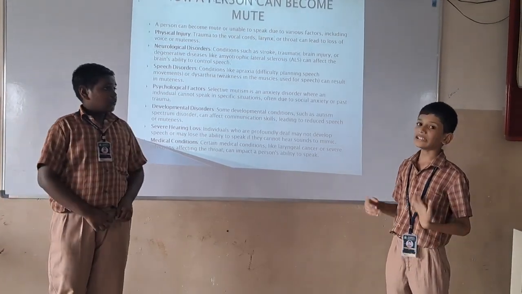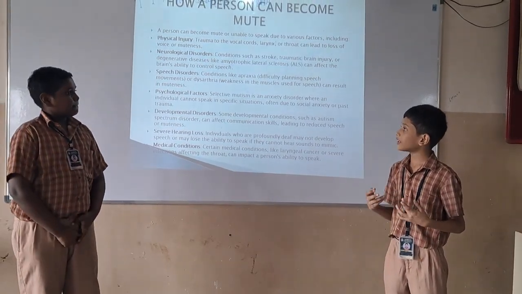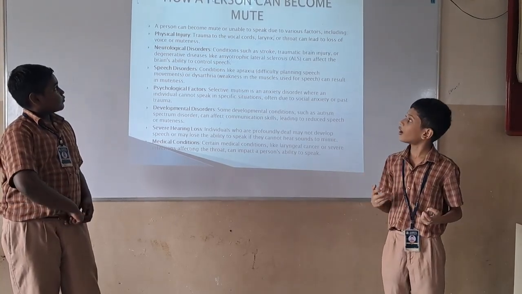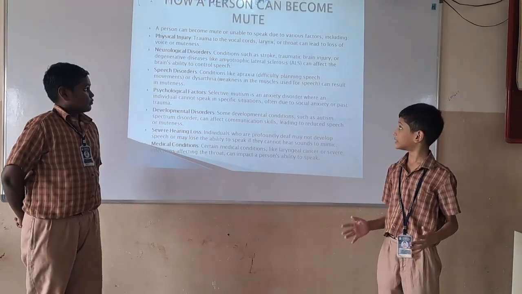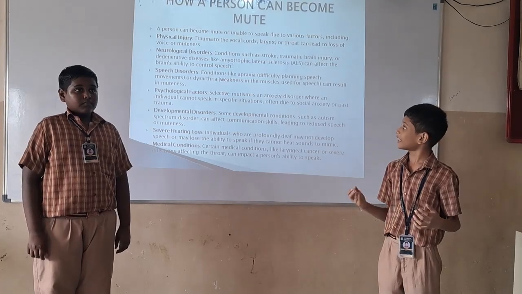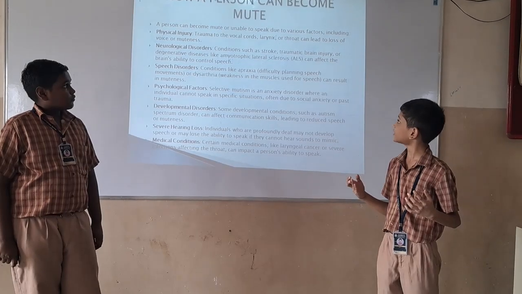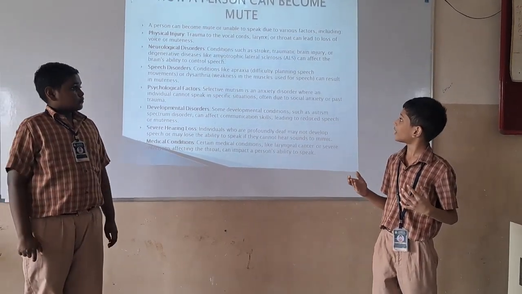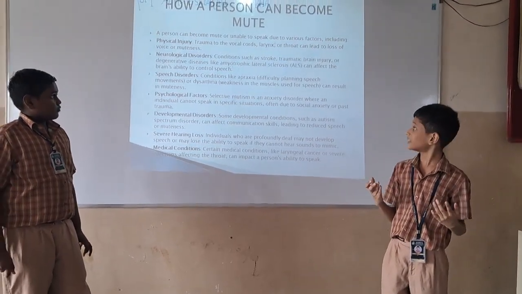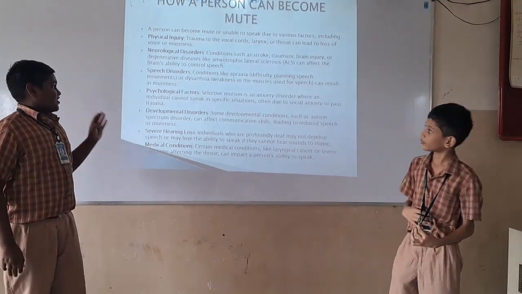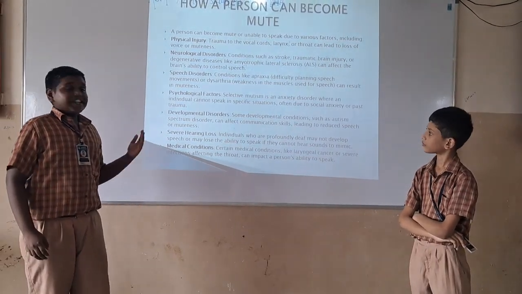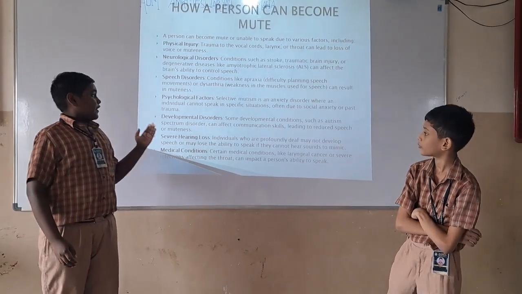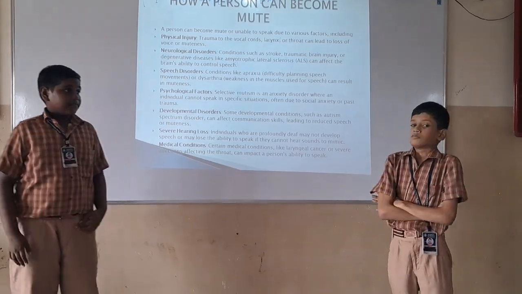How can a person become mute? A person can become mute or unable to speak due to various factors, including physical injury. Trauma to the vocal cords, larynx, or throat can lead to loss of voice or muteness. Neurological disorders, conditions such as stroke, traumatic brain injury, and medical conditions. We will show our working model.